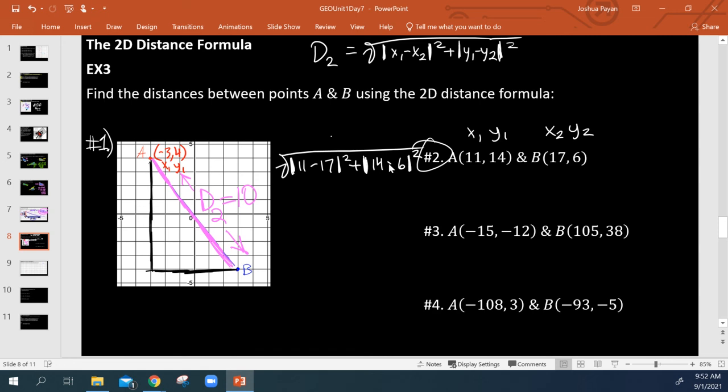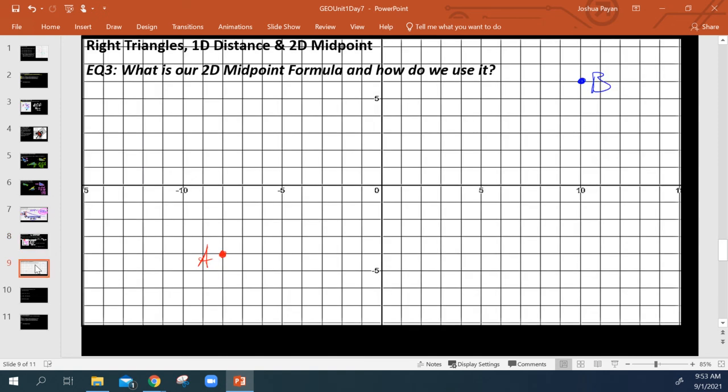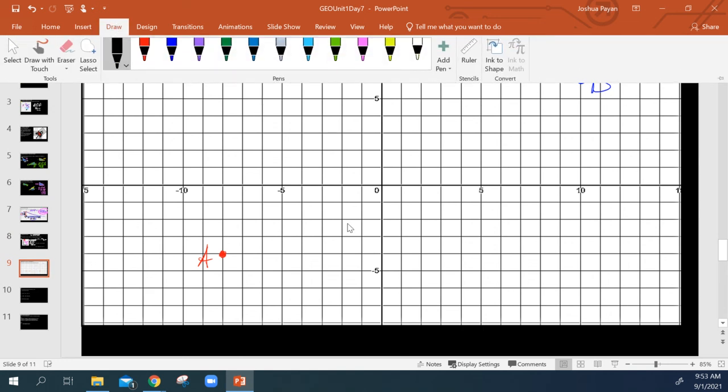absolute value squared. 11 minus 17, so that's going to give me negative 6. Absolute value there is 6, so 6 squared. 14 minus 6 is 8. Absolute value of that is also 8, so plus 8 squared. So 36 plus 64. Square root of 100. Obviously, our answer here is 10. Okay? Easy peasy. All right, so now what about two-dimensional midpoint?